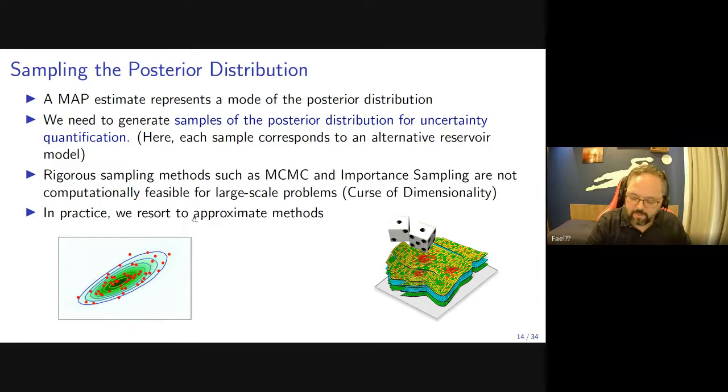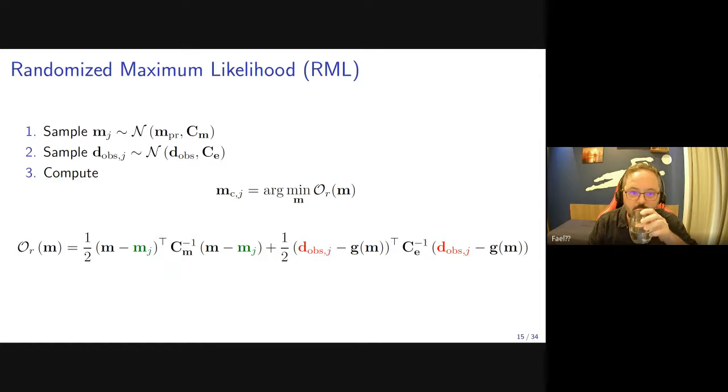All right. And the sampling method I'm going to use is called randomized maximum likelihood, or RML. It's very simple to understand. I take the same objective function from the MAP and make only two changes. The first change is I replace my best guess, my M prior, by a sample from the prior. So this is like a model, a realization generated by geologists. And then I also change my observations by a sample of a distribution with mean the actual observations and covariance C sub E. So it's like a perturbation added to the observations.